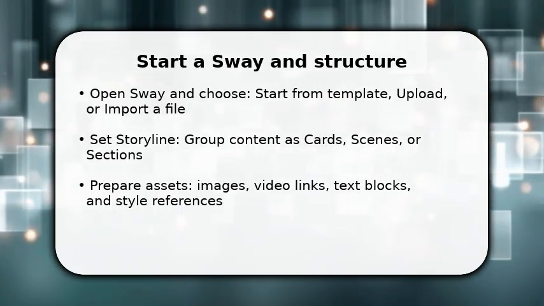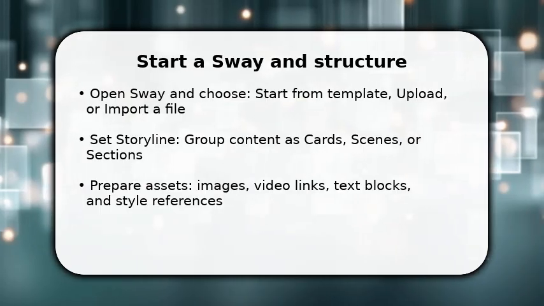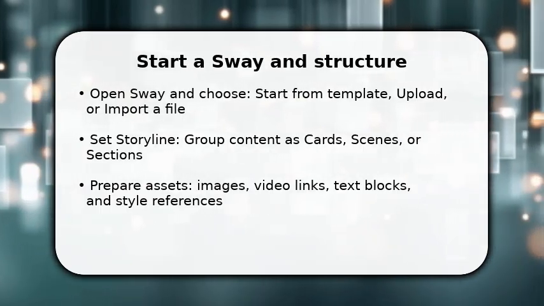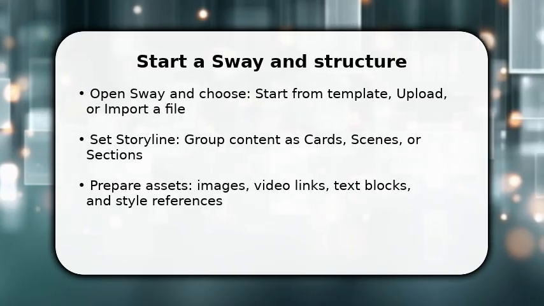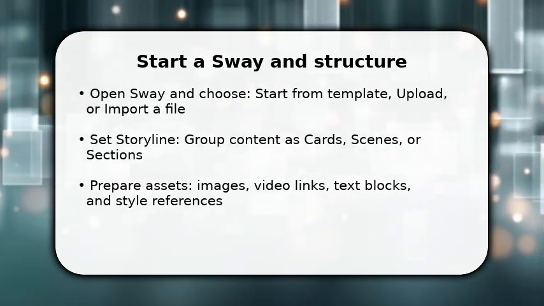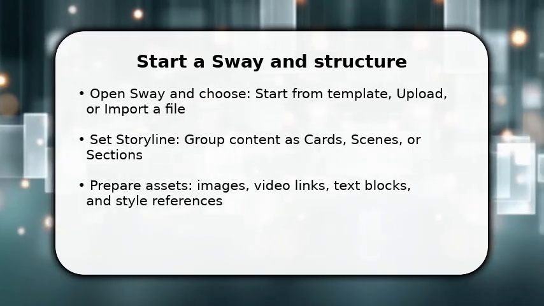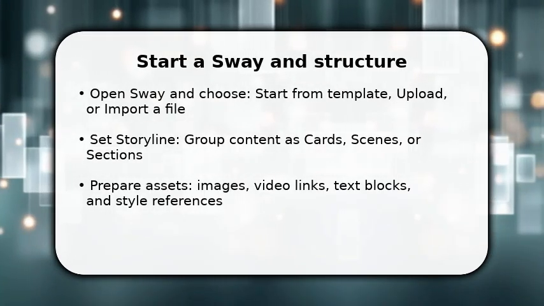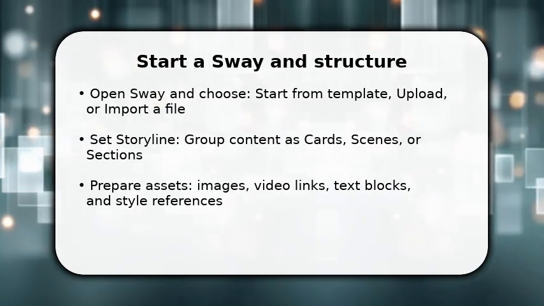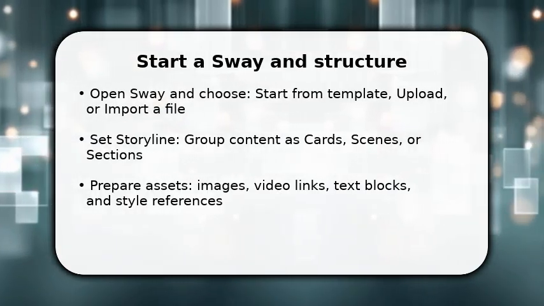Next, define the storyline. Decide which items are cards versus sections so flow makes sense. Add your core assets now: images, short videos, headings, and the primary text blocks. Once done, tag any media with captions and alt text to aid accessibility and future edits. This front-loading saves rework later.